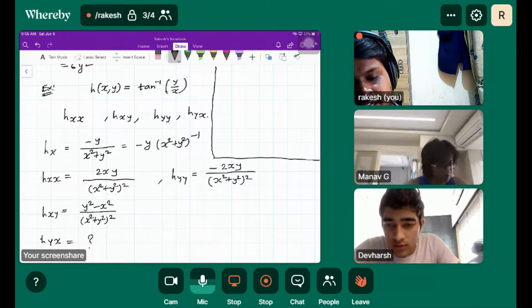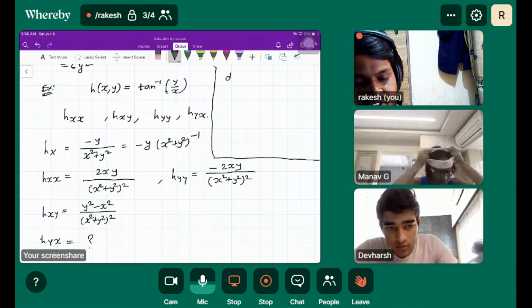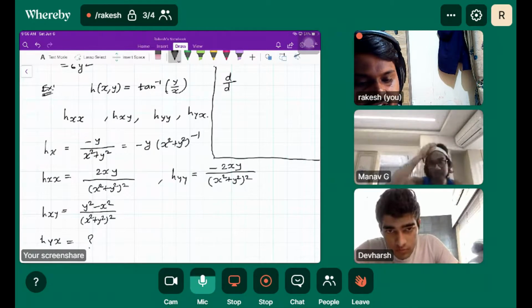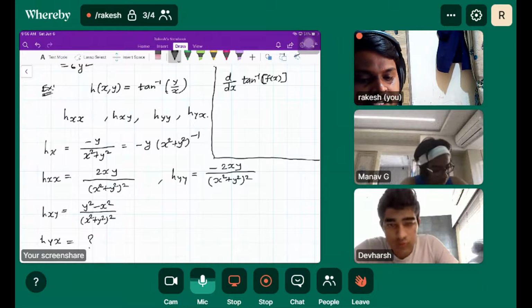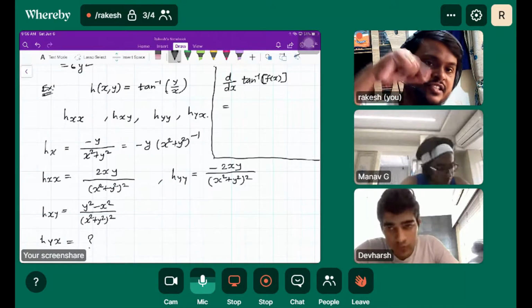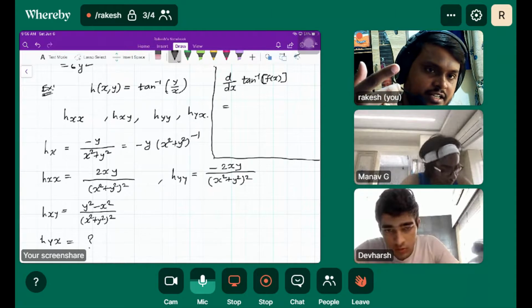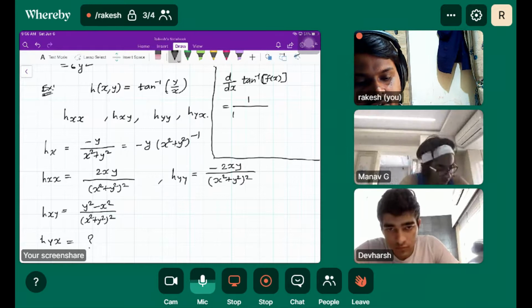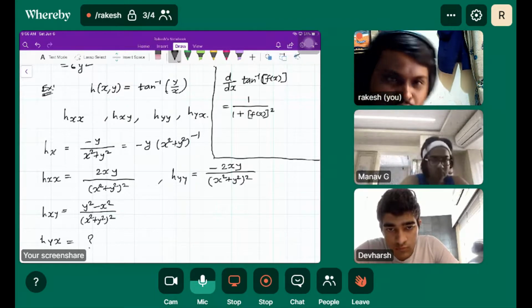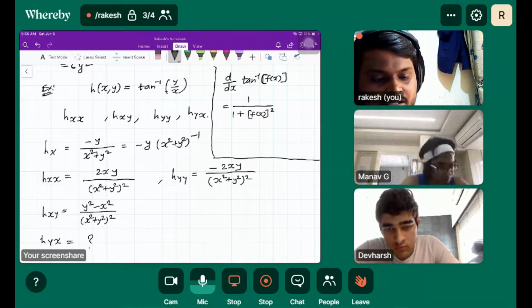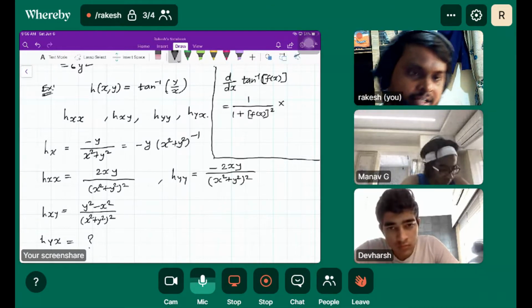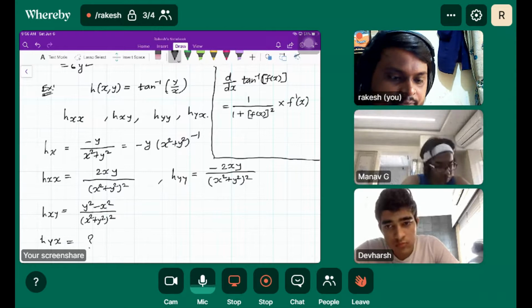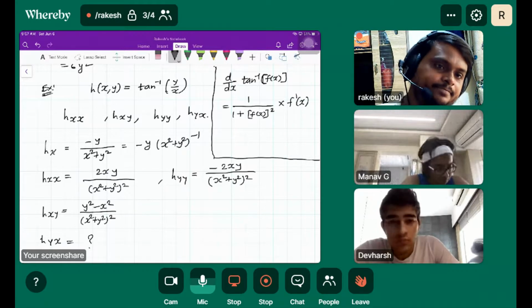I'm writing it in a very precise manner. Suppose you have to find the derivative of tan inverse f of x. The chain rule is basically that the inside function is also a function of x, dependent on x. So it is 1 over 1 plus f of x the whole square, the usual rule, but since the inside function itself is a function of x, that would be into f dash x.